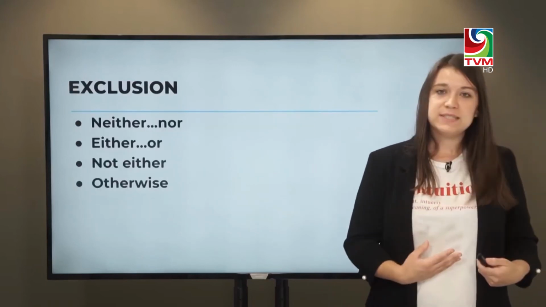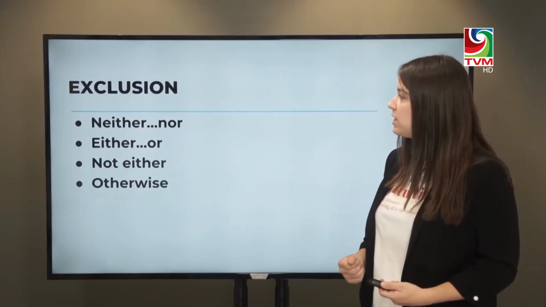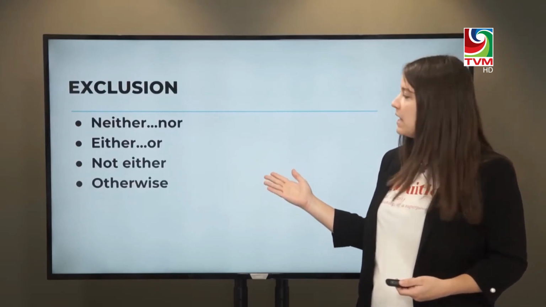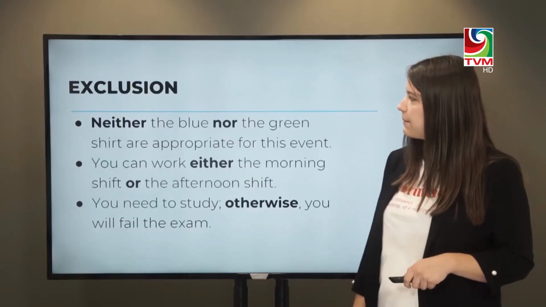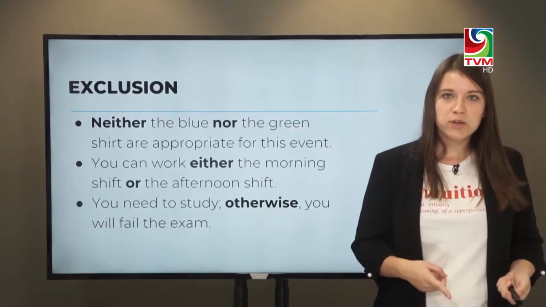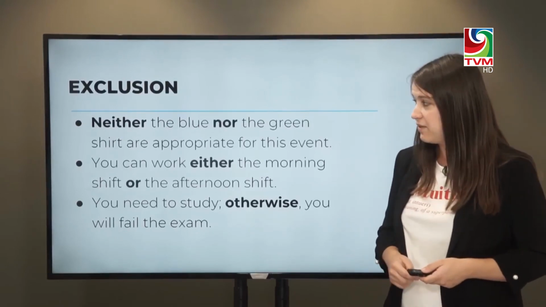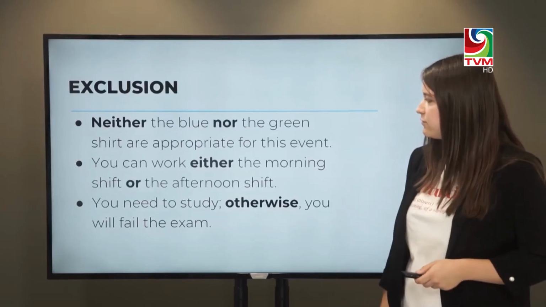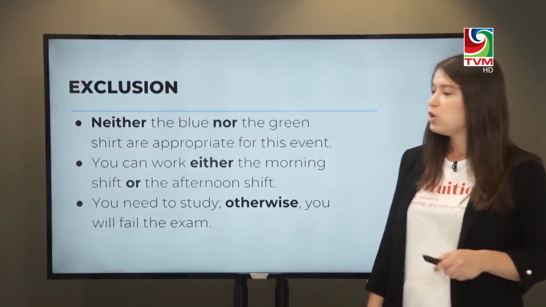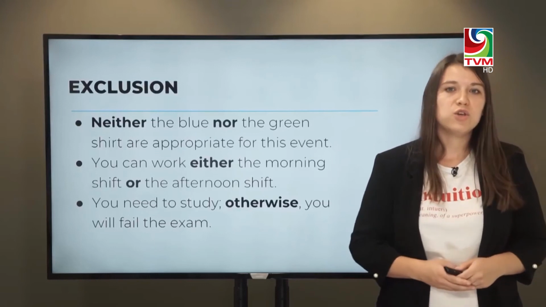Okay, now the opposite of addition would be connectors of exclusion. So these are things like neither nor, either or, not either, or otherwise. For example, neither the blue nor the green shirt are appropriate for this event. You can work either in the morning shift or the afternoon shift. Okay, and finally, you need to study, otherwise you will fail the exam. So I hope that video was useful for you. There are lots and lots of other linking words. You can look them up if you want.